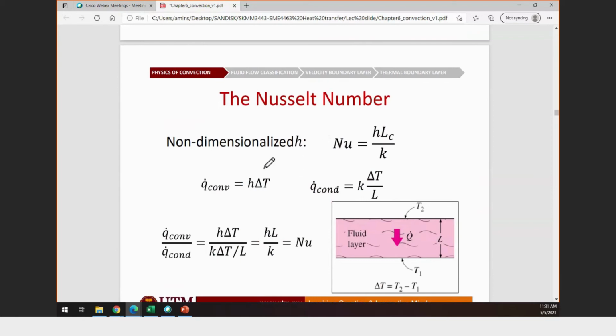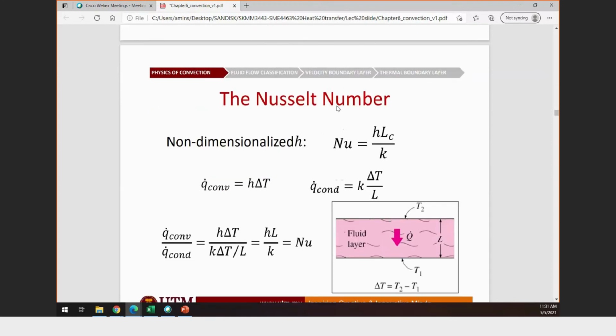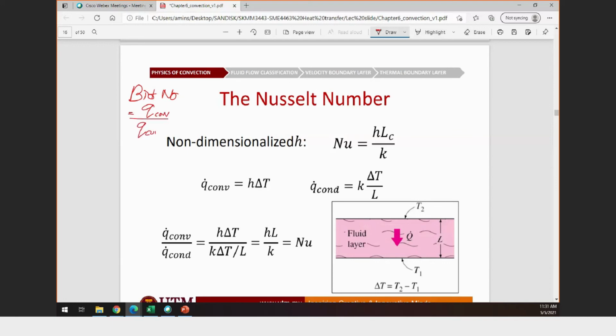To relate these kinds of properties, you need one dimensionless number called the Nusselt number. So what is a Nusselt number? Actually, if you still remember in the previous topic, we learned about the Biot number. What is the Biot number? The Biot number is Q convection divided by Q conduction.